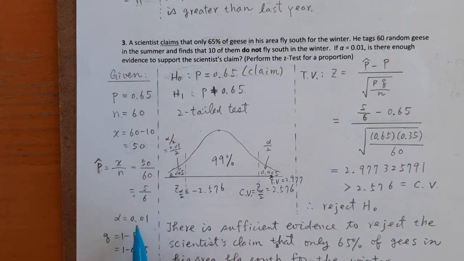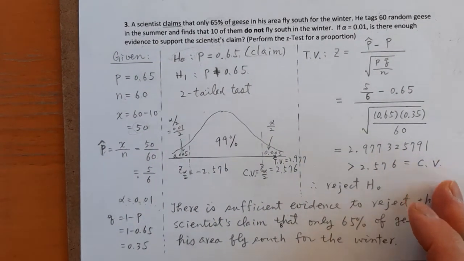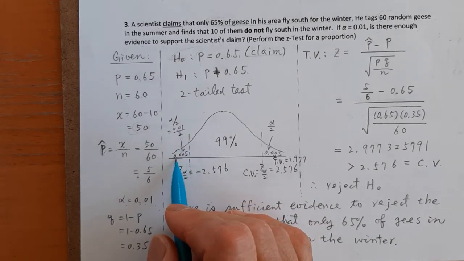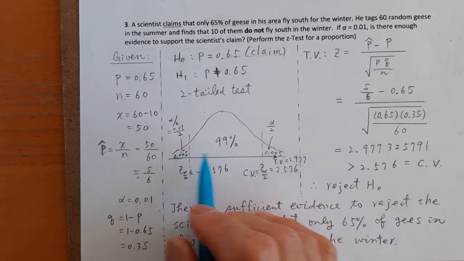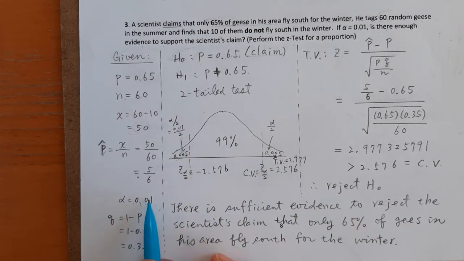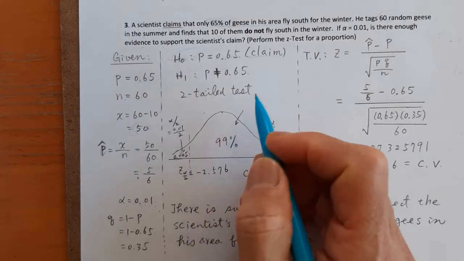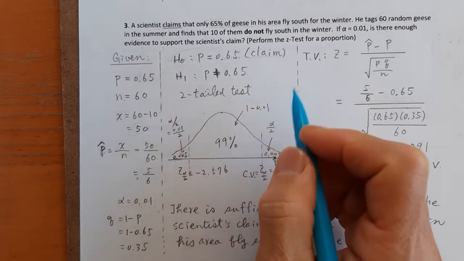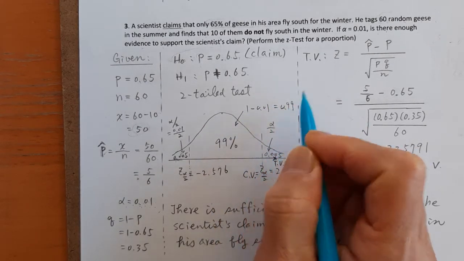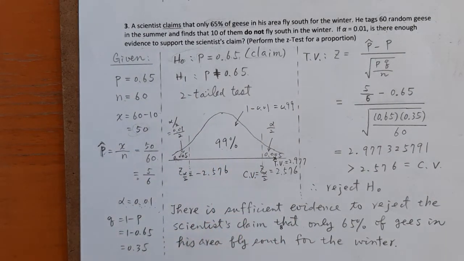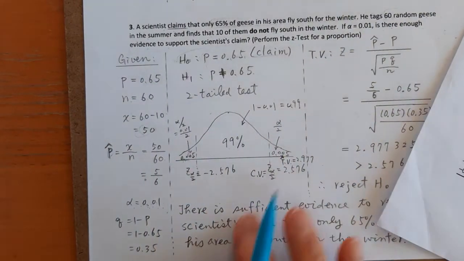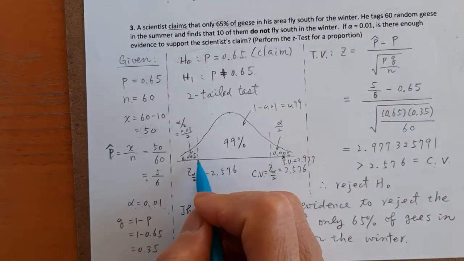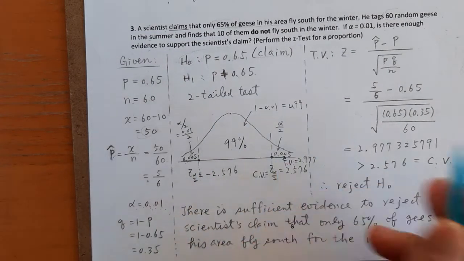Two-tail test means this alpha 0.01, you divide it by 2. So left tail is 0.005, right tail is 0.005. The two tails added together total alpha 0.01. And then this area is 1 minus alpha, 0.01, and get 0.99. So this is 99%. So use the table to figure out the critical values, the two critical values.